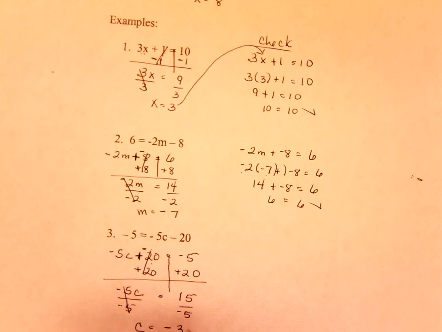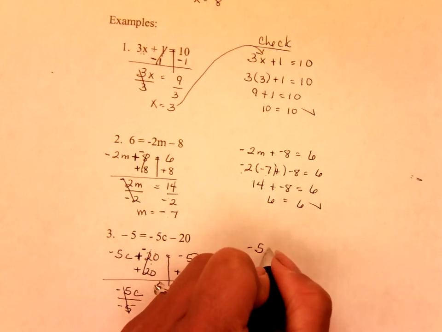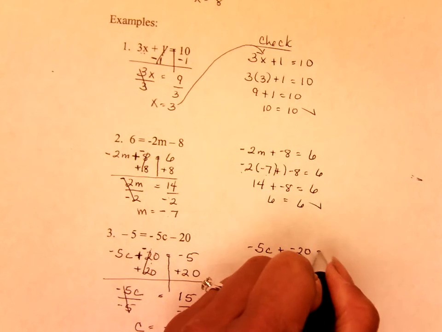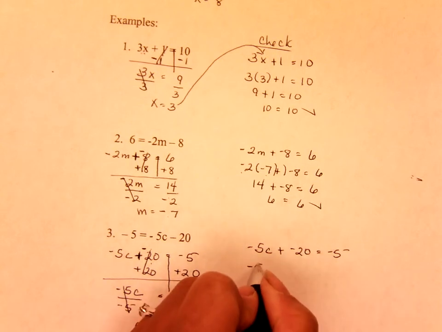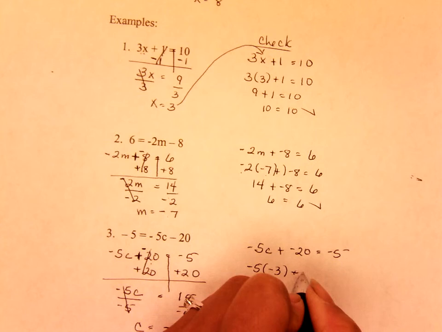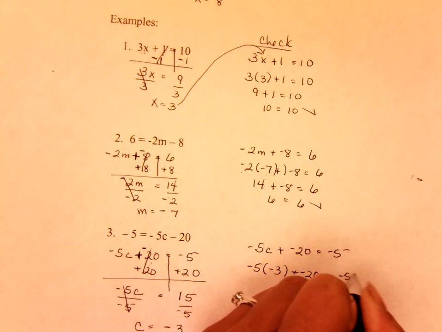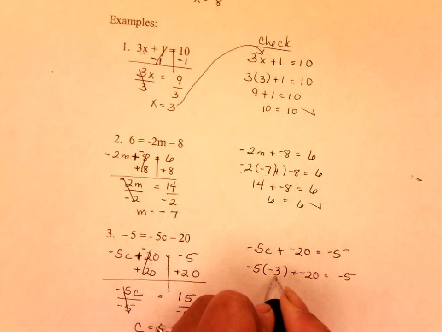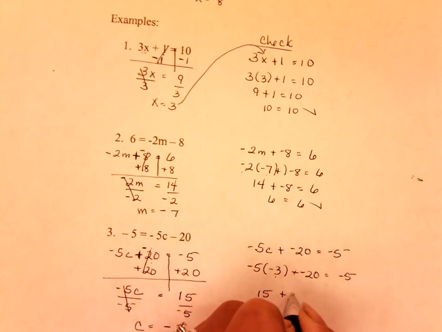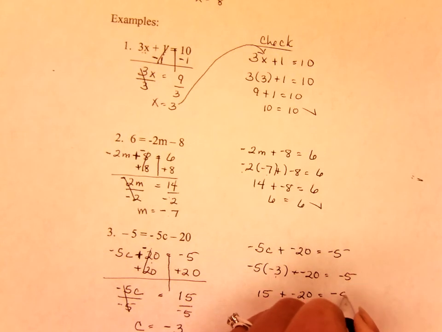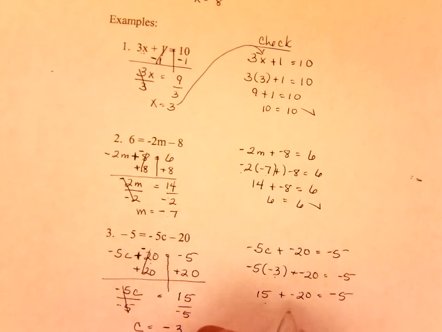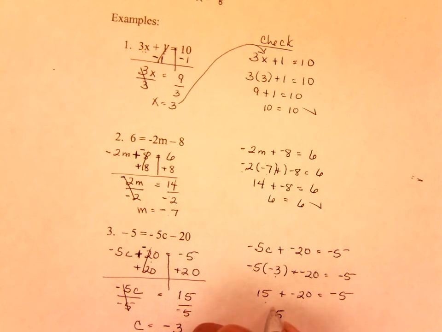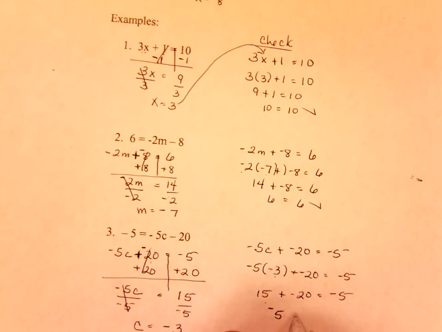All right, on your check, you can write negative 5c plus negative 20 is equal to negative 5. Replace your c with negative 3, so negative 5 times negative 3 plus negative 20 is equal to negative 5. Well, ask yourself, do you win or lose? You win, so this is positive. 15 plus negative 20 is equal to negative 5. Because they're not the same sign, you're going to subtract, so 20 minus 5 is 15. And you take the sign of the bigger number, which is negative 20. So negative 5 is equal to negative 5, and that checks out.